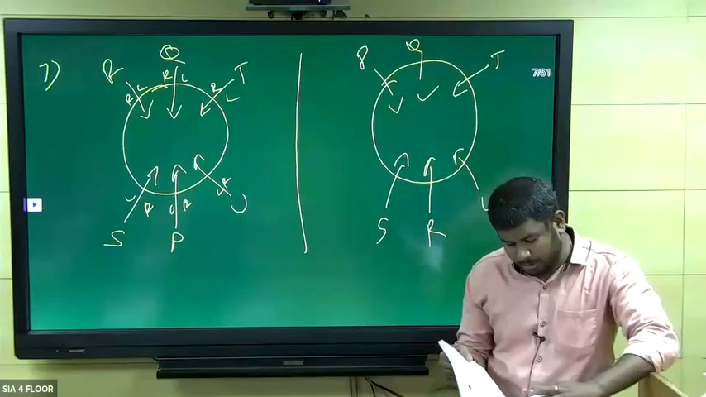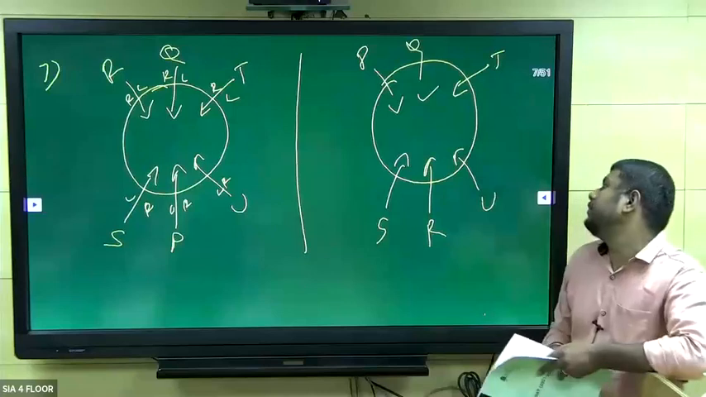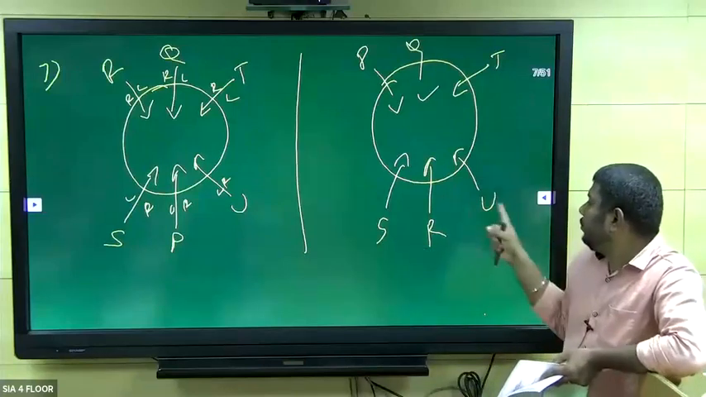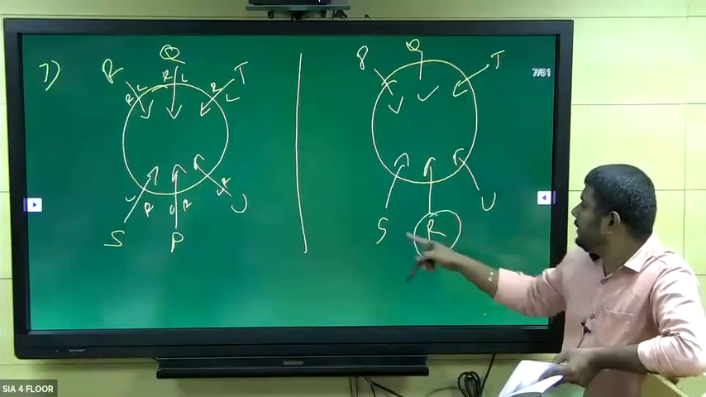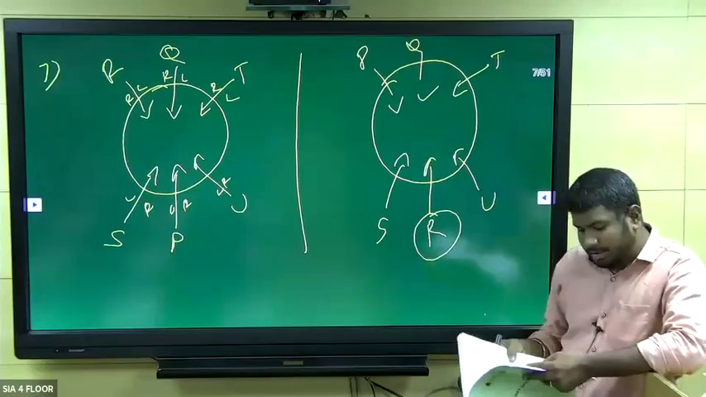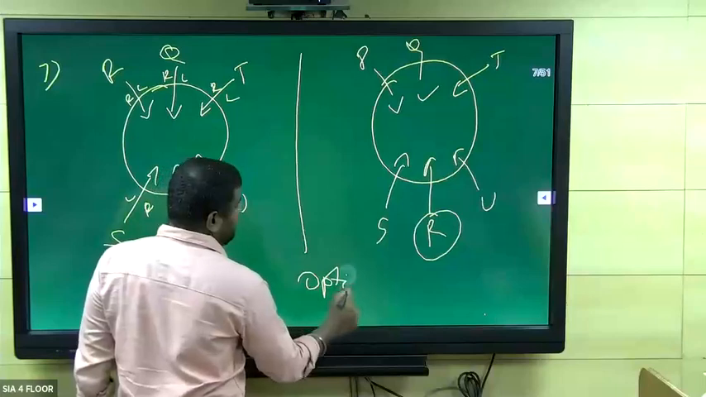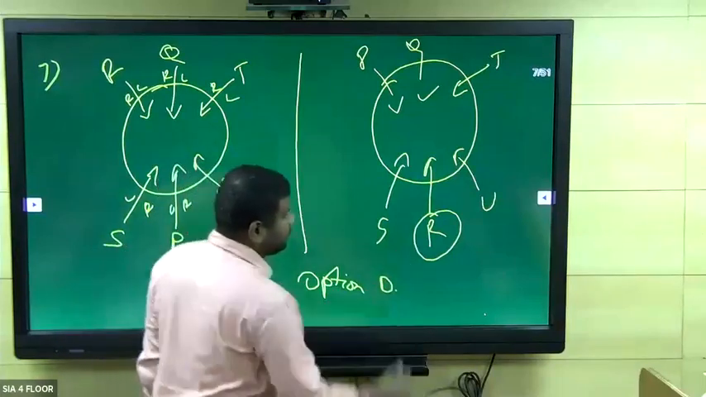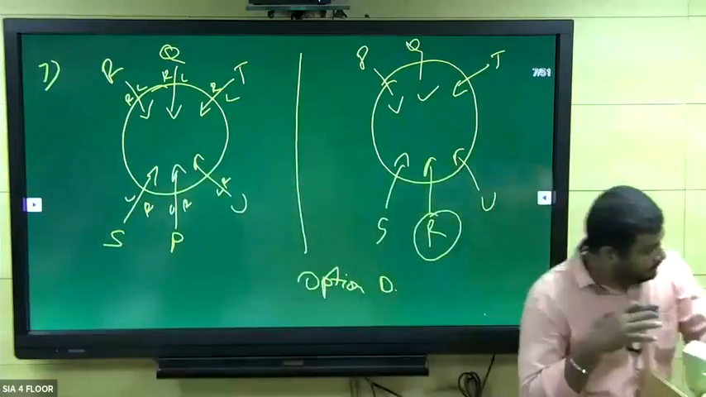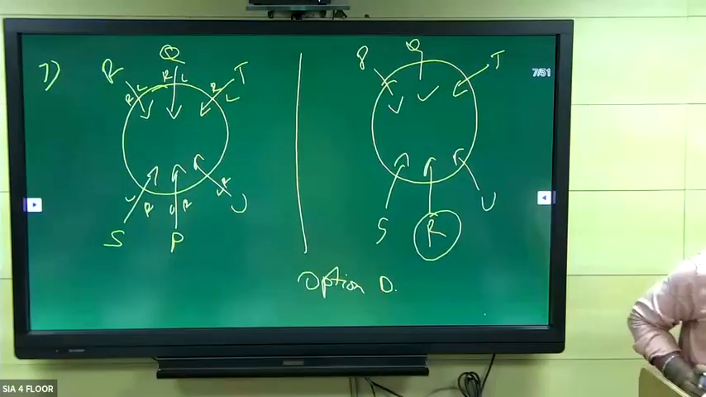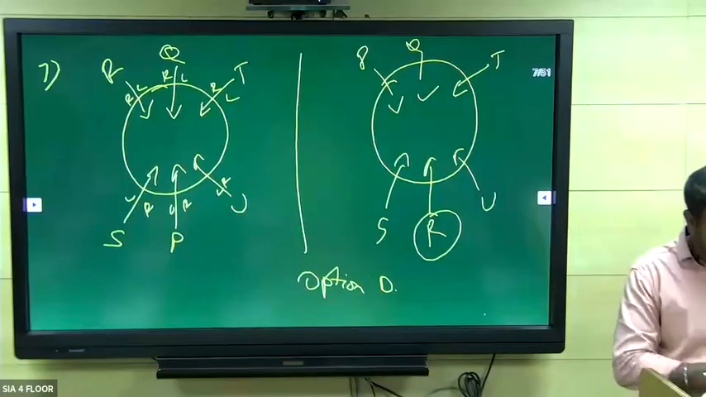Okay. So what is the question? Who will be sitting between S and U? So where are S and U? So who will be sitting between S and U? So R is the correct answer. So option D is the answer. Option D is the correct answer for this question. Okay, option D. Clear?